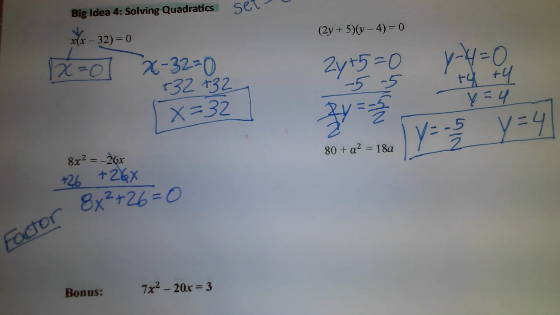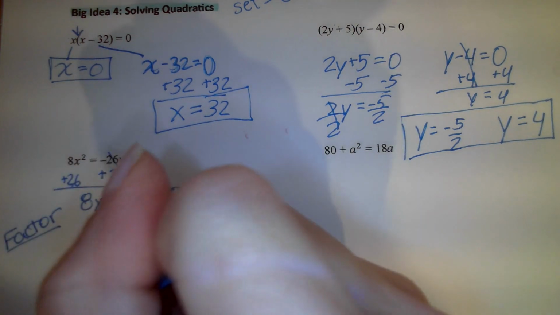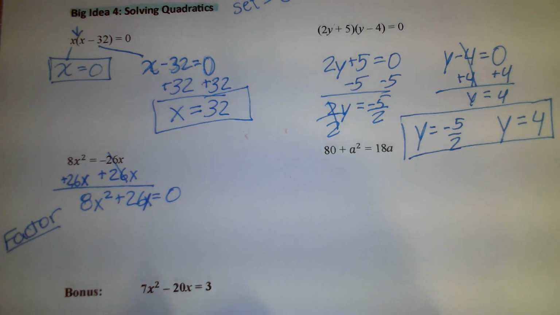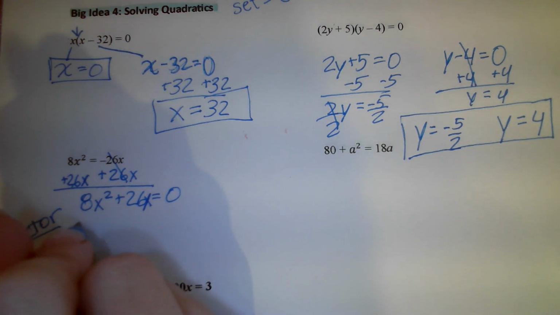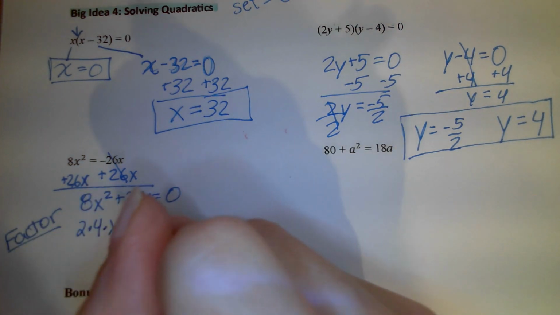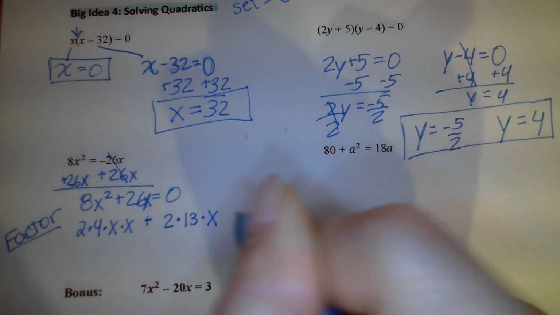All right, so I need to factor. I can't just solve for x because this is x squared and this is 26x, just x. Because they're not like terms, I can't subtract. That's why I have to factor first. So 26 and 8, let's see. 26 divided by 2 is 13. So this would be 2 times 4 times x, and this would be plus 2 times 13 times x equals 0.